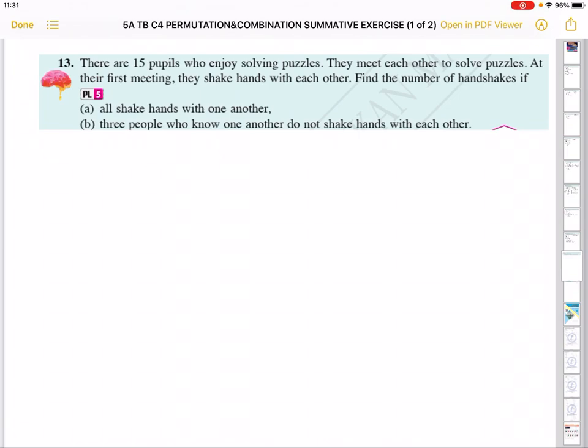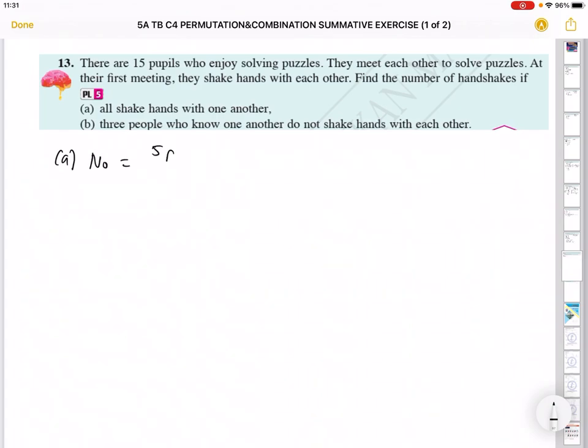Okay, so to shake hands, any 2 people together can shake hands, right? So there are 15 people. Any 2 of them shaking hands is 15 choose 2. Now, not 15P2, because let's say A shakes hands with B and B shakes hands with A, it's the same. It's the same combination, right? AB, BA is the same combination. It's not permutation, it's combination. The answer is, sorry, I wrote it wrongly, it's 15 choose 2, which is 105. Okay, part B.